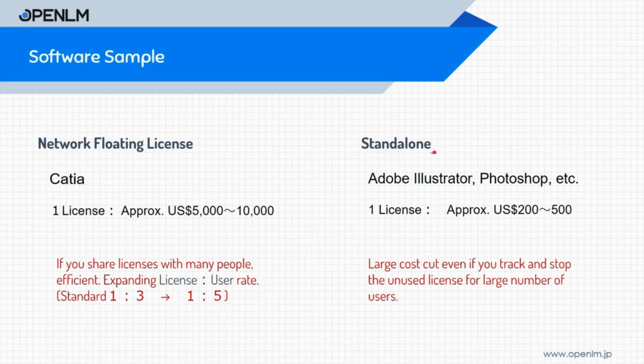And then for standalone, I would like to bring up Adobe Illustrator and Photoshop. One license is approximately 200 to 500 US dollars, maybe. But if your organization is large and has a large number of users, there could be a large cost cut even if you just track and then stop the unused licenses. So this is a sample of software.